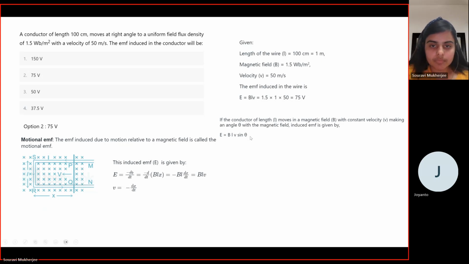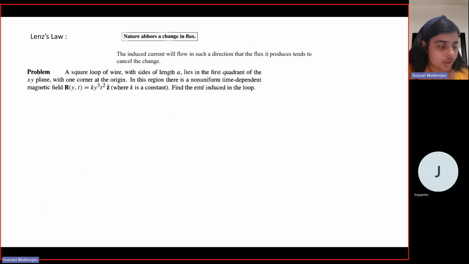Okay. So now let us talk about that minus sign that we were discussing. As we saw, the minus sign tells us that the EMF is in such a direction that the induced current flows such that the change that produces this current is nullified. So nature abhors a change in flux. Okay. And this becomes useful in understanding the direction of your induced currents.